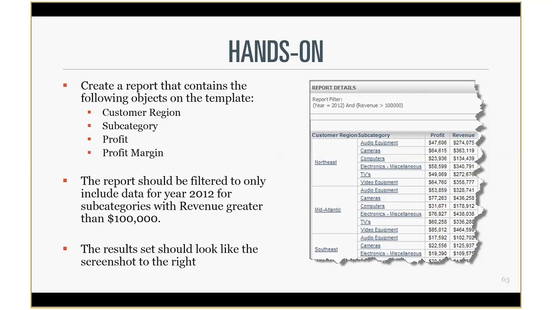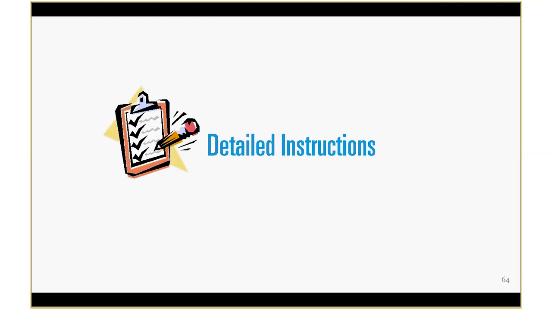Thanks. So in this hands-on, in the previous hands-on, we opened up an existing report and did very minor operations on that. Now we are going to create a report from scratch, and these are the objects that need to be displayed in the report. Additionally, we also are going to add a filter so as to include data for the year 2012, and this is going to be the condition on the subcategories and revenue, and this is what your final report should look like. Let's quickly walk through the instructions.